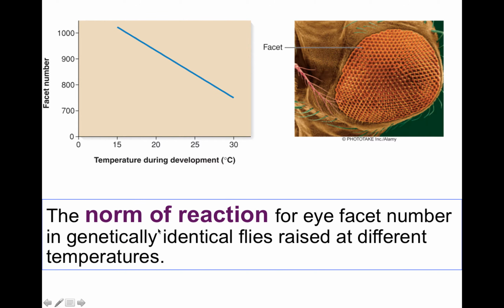The norm of reaction for eye facet number in genetically identical flies raised at different temperatures shows that at low temperatures, the facet number is high, but as the temperature increases, the number of eye facets decreases. That's the norm of reaction. That's what normally happens in a fly. There's no genetic difference that is influencing the number of facets. The only thing that's influencing them is the temperature.